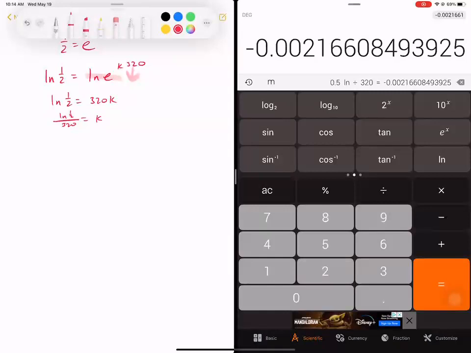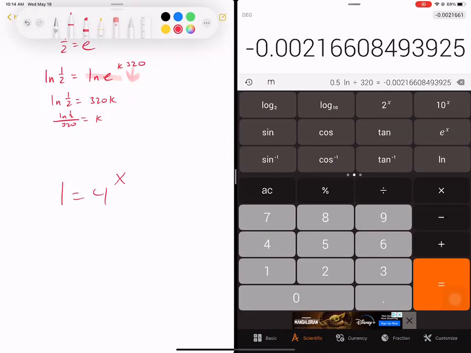Oh, one more thing real quick, a couple of things just to remind you about logs in general. If I say, for instance, 1 is equal to 4 to the x, what exponent of any number gets you back to 1?